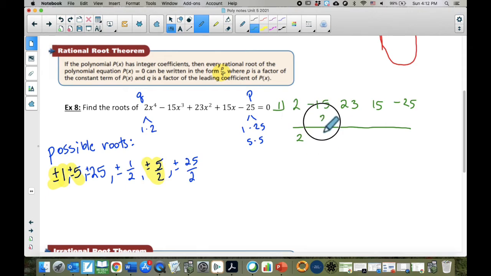So I multiply that, I get 2, that's a -13. That is -13, and that's 10. That is 10, and that's 25. So that's 25, and the remainder is 0.